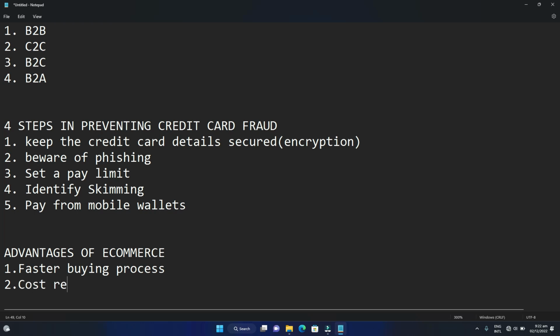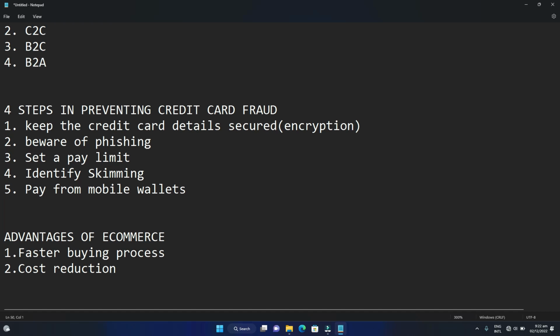And then the second thing is cost reduction. When you are dealing with online shops, you don't have to physically build shops and have employees to come and help put things on shelves and sweep the place. No. You just build your website and then maybe you just find a place to put the things and you are good to go. So you've reduced costs.